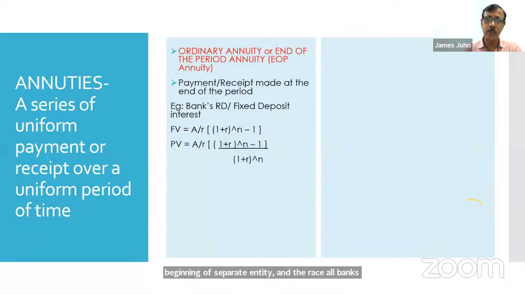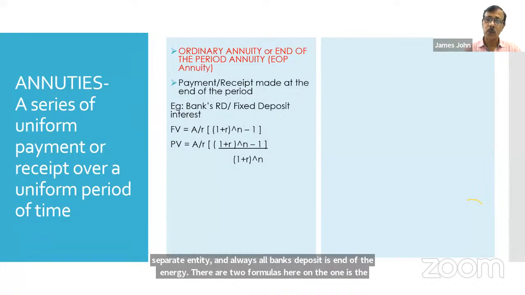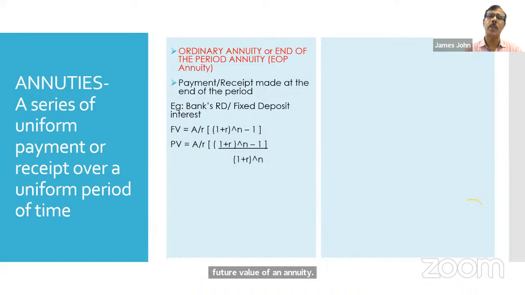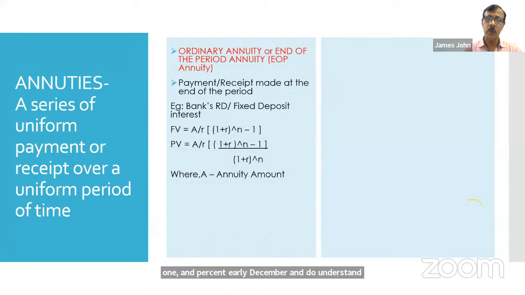There are two formulas here. One is the future value of an annuity. Next is the present value of an annuity. The future value of an annuity, the formula is A by R into (1 plus R) the whole raised to n minus 1. And present value, it is A by R into (1 plus R) the whole raised to n minus 1, divided by (1 plus R) the whole raised to n.